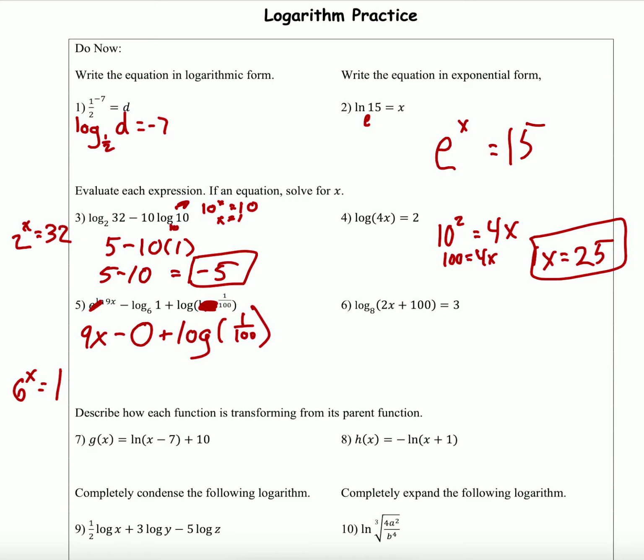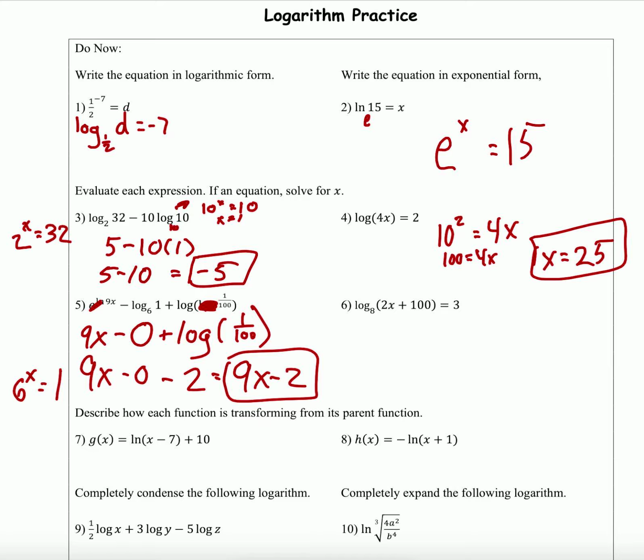What would log of 1 over 100 be? Well, remember the base is 10 on the common log, and we're flipping it to go to 1 over 100, so I have to be negative. How do I get from 10 to 100? You square 10, so log of 1 over 100 would be -2, so it would be 9x minus 0 minus 2, which just simplifies to 9x minus 2.